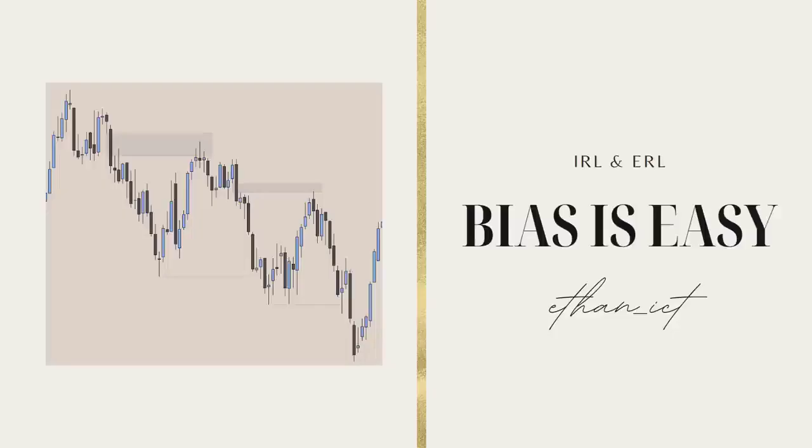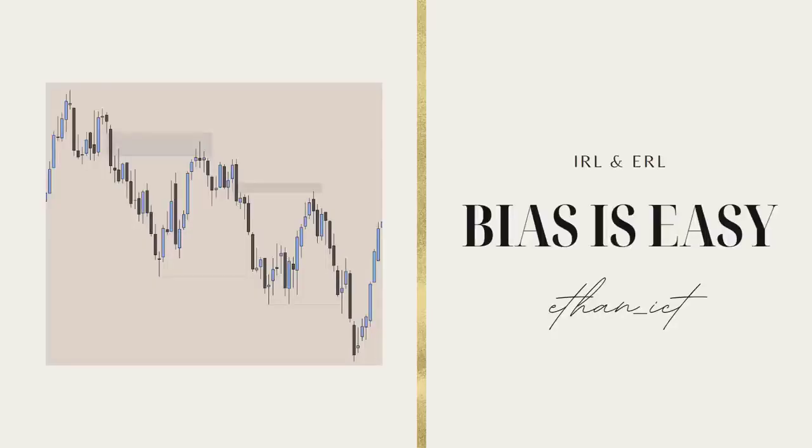In today's lecture, I wanted to cover determining higher time frame bias with a simple concept that is very consistent. This concept alone is what majority of my narrative is built upon. So for those that have been asking me, how do I determine my daily bias? This one is for you.